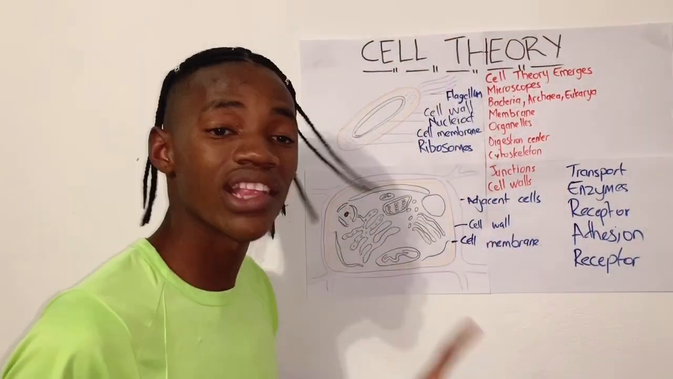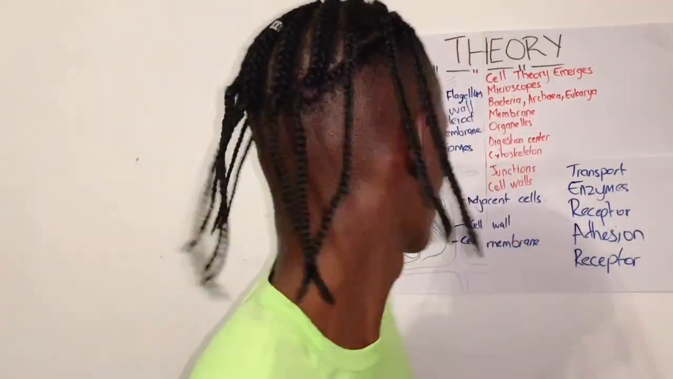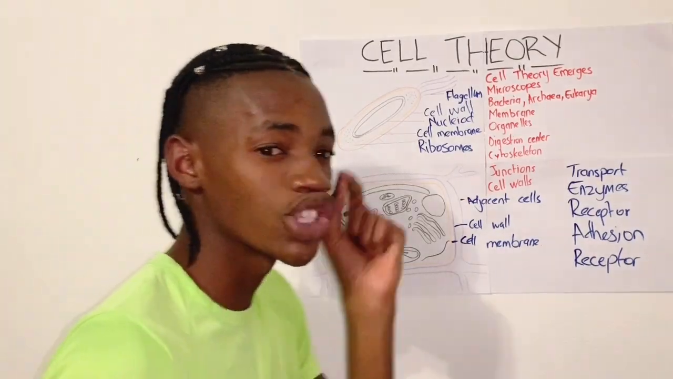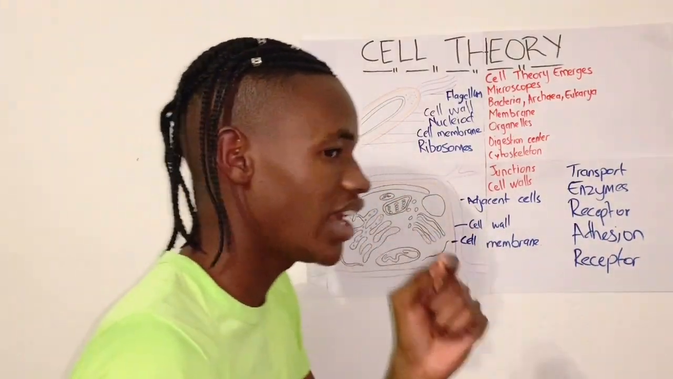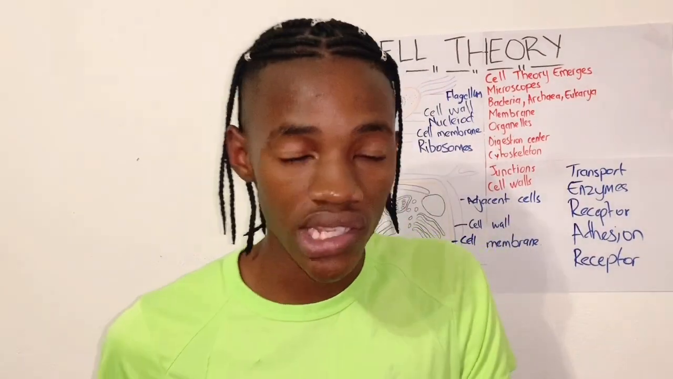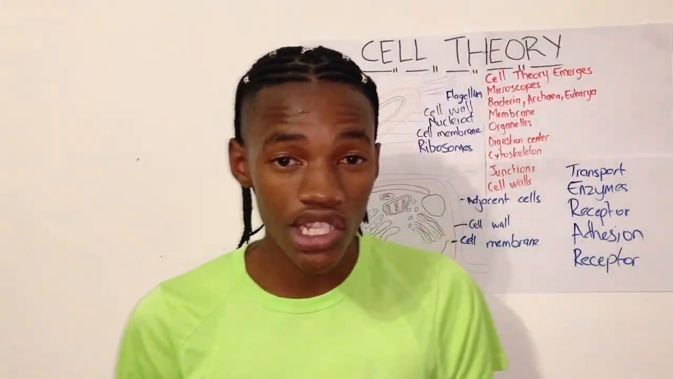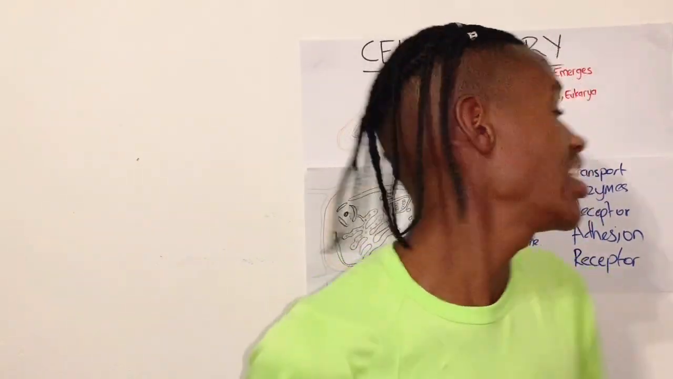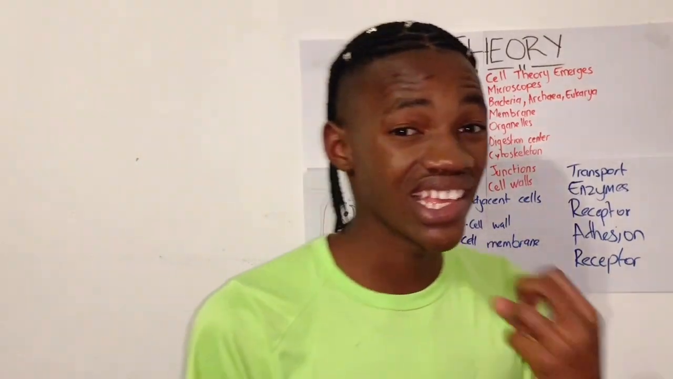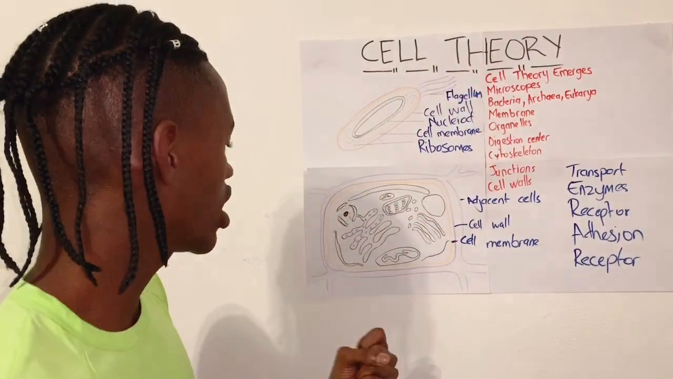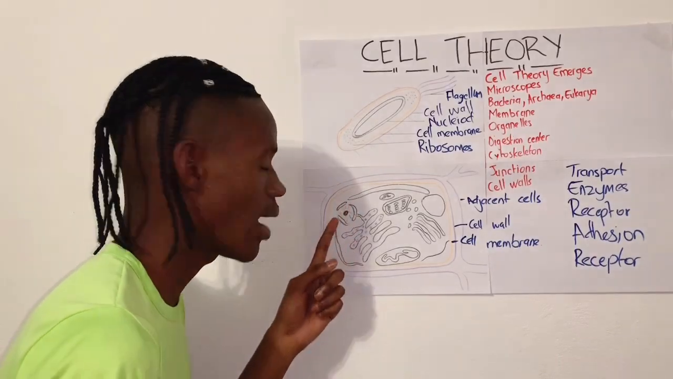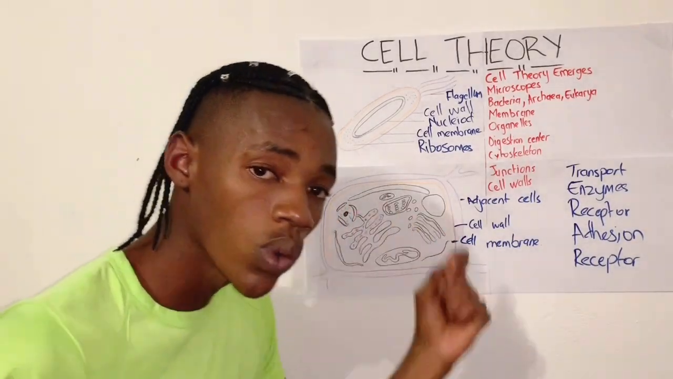Okay, so now in the nucleus we have DNA, and then if you can see there's a black dot. That black dot is the nucleolus. It contains subunits of ribosomes, which means that it assembles ribosomes. It doesn't make ribosomes, but it has the subunits that are needed to produce the ribosomes. And then around the nucleus, you can see that there are pores.